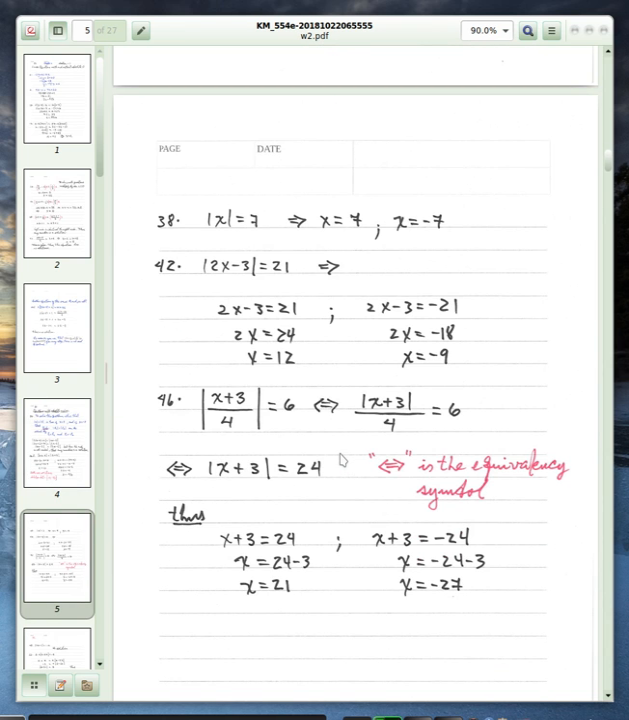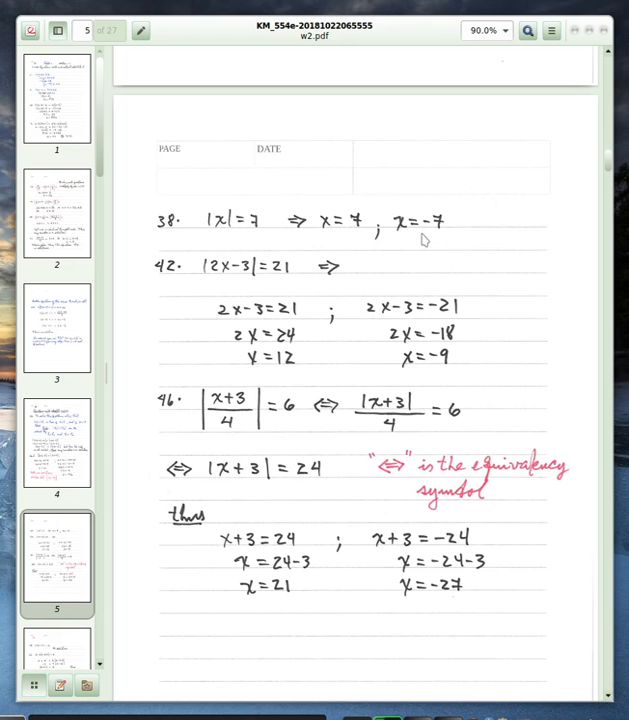Okay, let's look at question 38. Absolute value of x is 7. Well, that is very difficult, right? Of course, I'm kidding. So, that is clearly true if x is 7 or if x is negative 7.